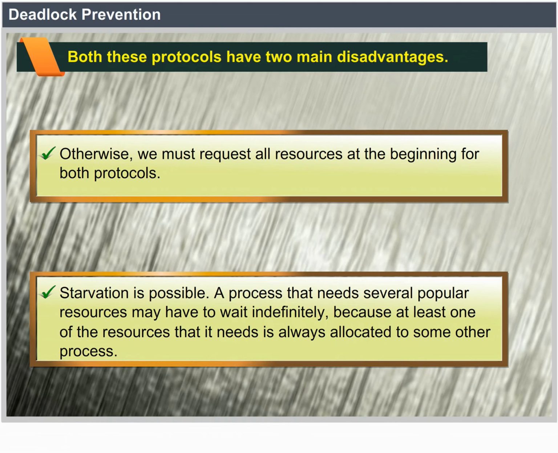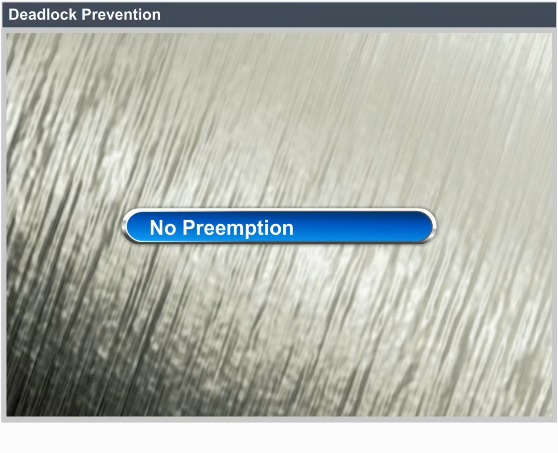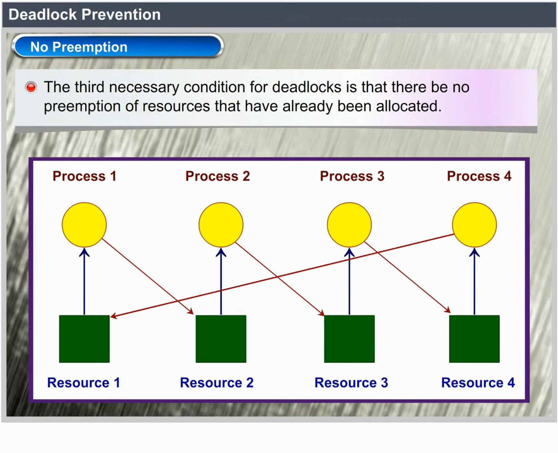No preemption. The third necessary condition for deadlocks is that there be no preemption of resources that have already been allocated.